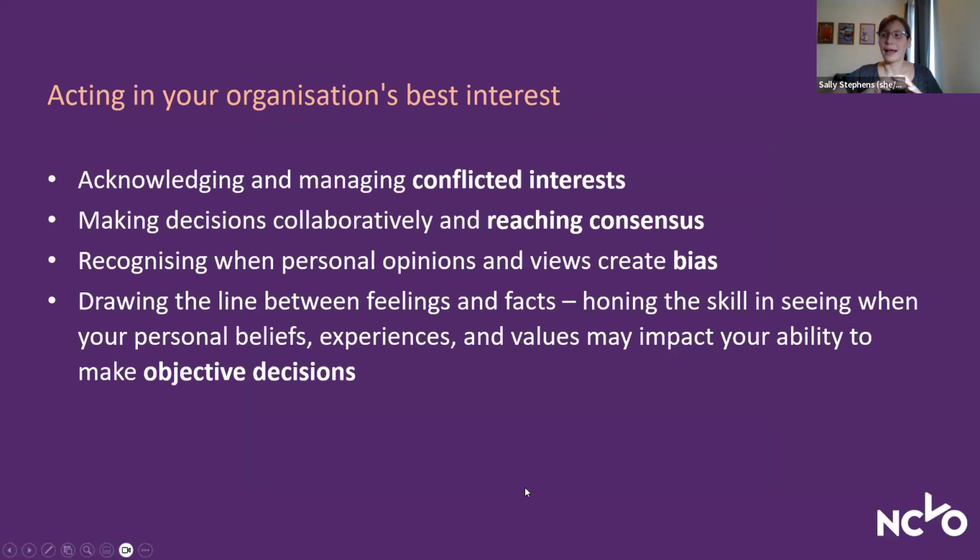So when we're thinking about how we act in our organisation's best interest, things that trustees need to be bearing in mind are actually acknowledging and managing where there might be conflicted interests. Yes, there might be multiple different routes that we can take. Are we being led slightly by our own perspective? Are we being biased by something which is actually an individual interest and that we probably need to declare and manage? For example, are we individually, or is someone related to us, going to benefit from taking a particular route?